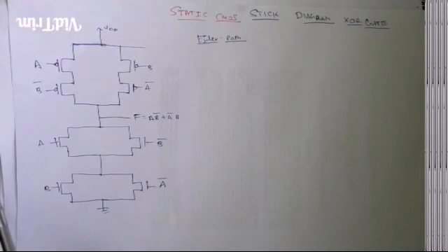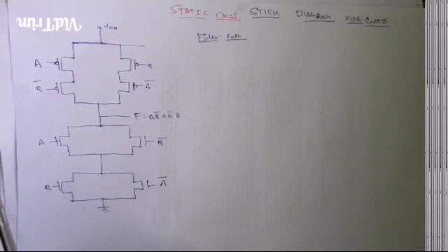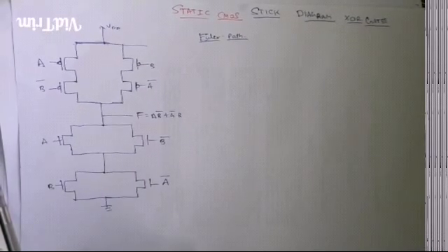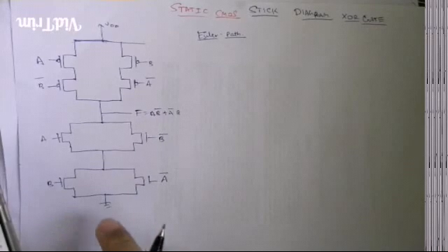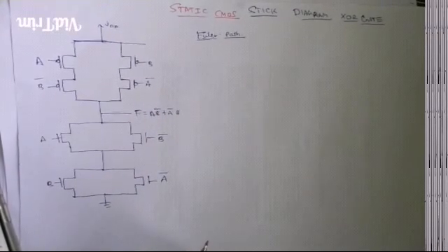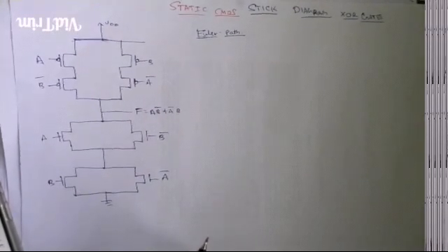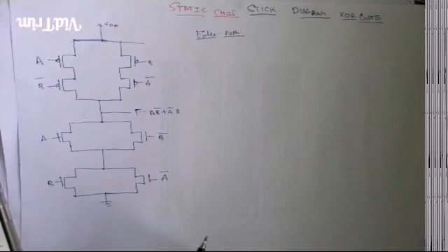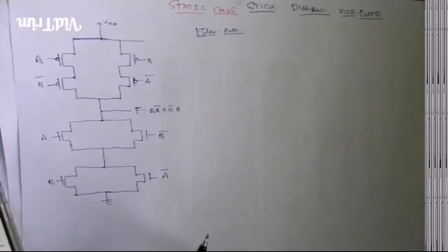Hello friends, in this video I am going to show how to draw a stick diagram of a XOR gate in static CMOS logic. So first of all, I have made a schematic of a static CMOS XOR gate as you can see here. Now the next step is to identify a Euler's path.